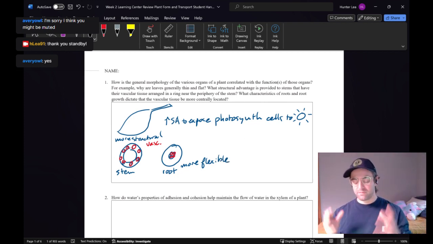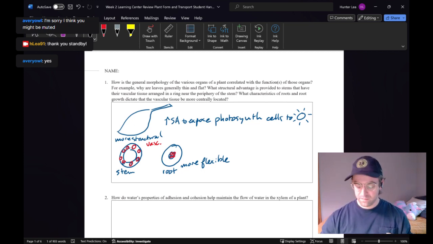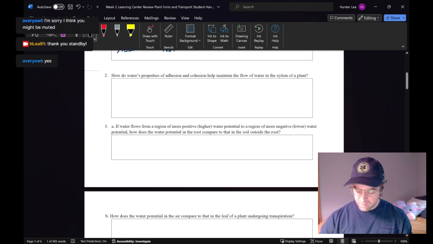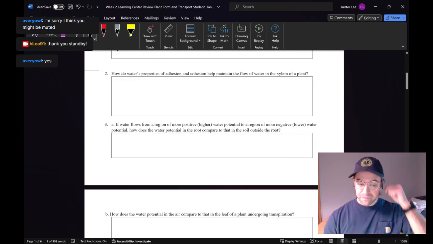It comes down to the different roles that these tissues need to fill: stems being more supportive, roots being more flexible and able to move into those areas where the nutrients are.